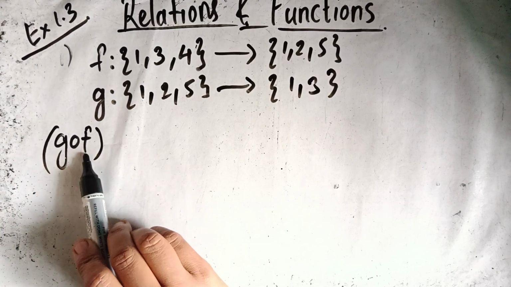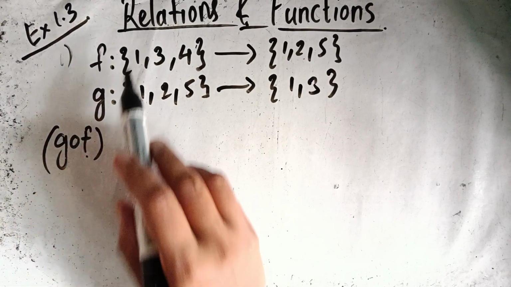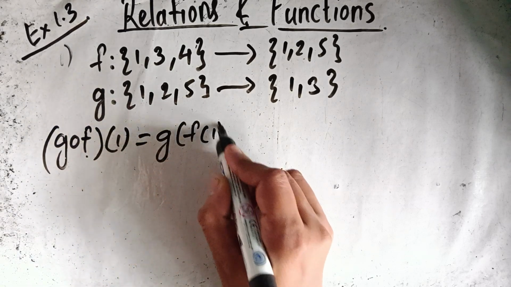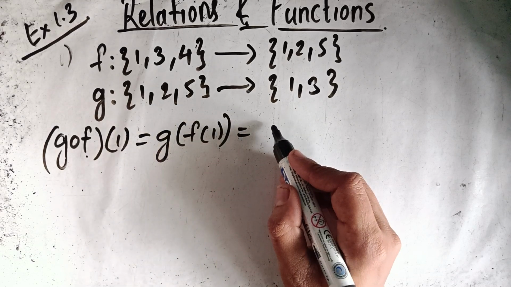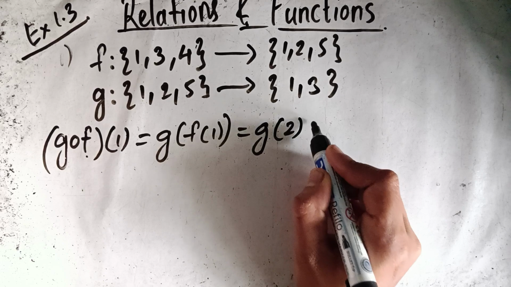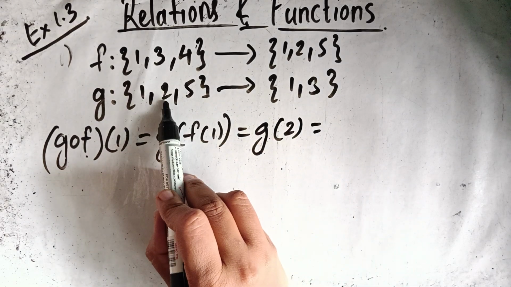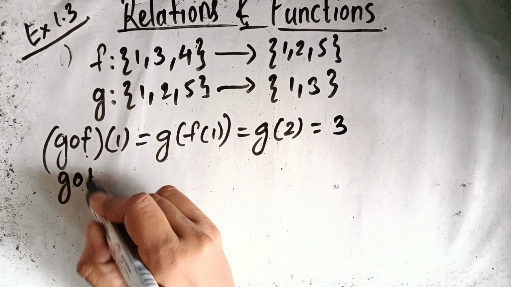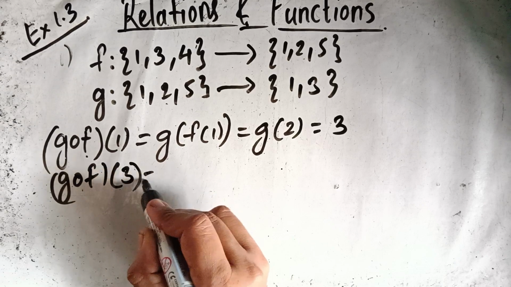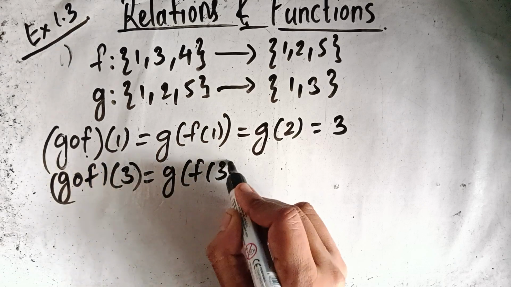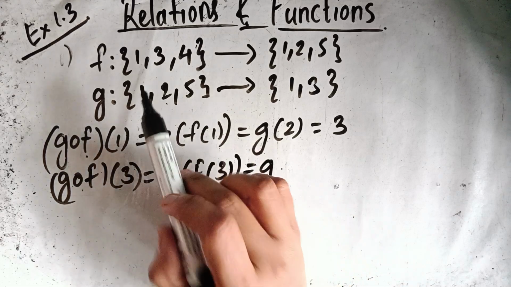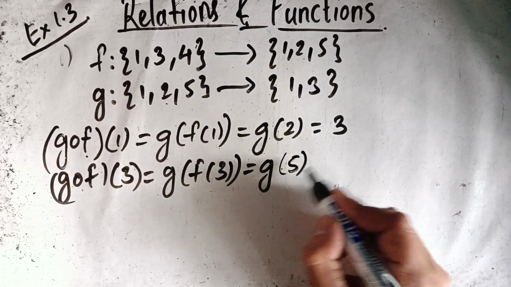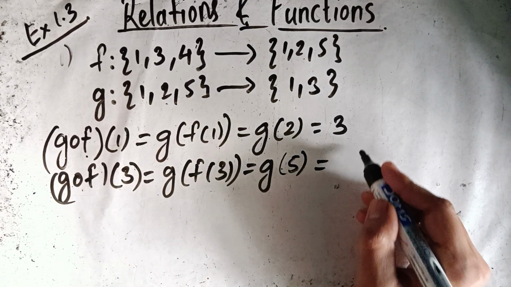Okay, so here first we'll operate on f, right? So you have to start with 1. So g of f of 1. f of 1 is given to be 2, and g of 2 is 3. Okay, then g composite f of 3. f of 3 is 5. So g of 5 is given as 1.